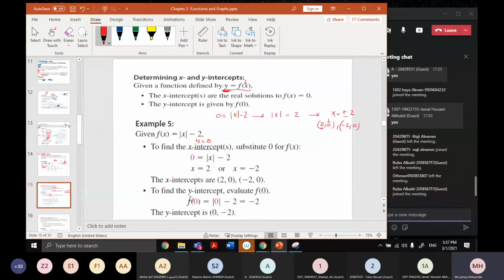Now find the y-intercept. What if we want the y-intercept for this? This time we want the y-intercept. How do we get it? We substitute x equals 0. So to get the y-intercept we have y equals the magnitude of 0 minus 2, and this implies y is equal to minus 2. So what is the y-intercept? What is the point of the y-intercept? It is the point where x is 0 and y is minus 2. So it is this point. Clear?